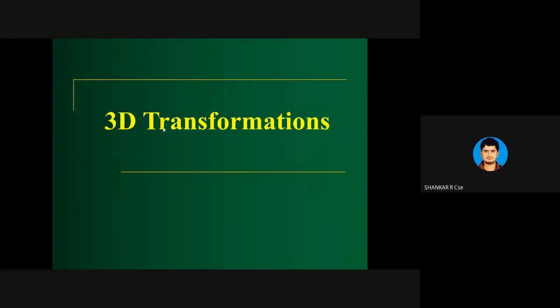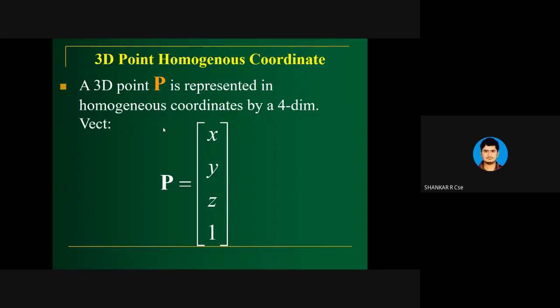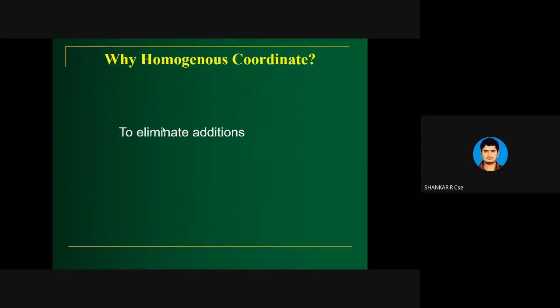Just a recap: 3D transformations. This is in module 3. 3D point, as you know, is represented via XYZ. To make the machine understand, we add a homogeneous coordinate to eliminate additions, and of course to do these transformations, which are of 5 types: translation, scaling, rotation, all those.